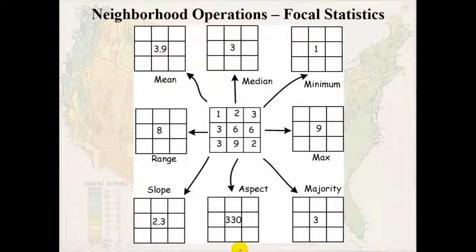Here's an example of an operation called focal statistics. So here we have our neighborhood, and in the focal cell I'm going to store a statistical measure associated with the neighborhood: the average of all the cells in the neighborhood, 3.9, the maximum value, 9, and you can see how this works for all these other statistics.